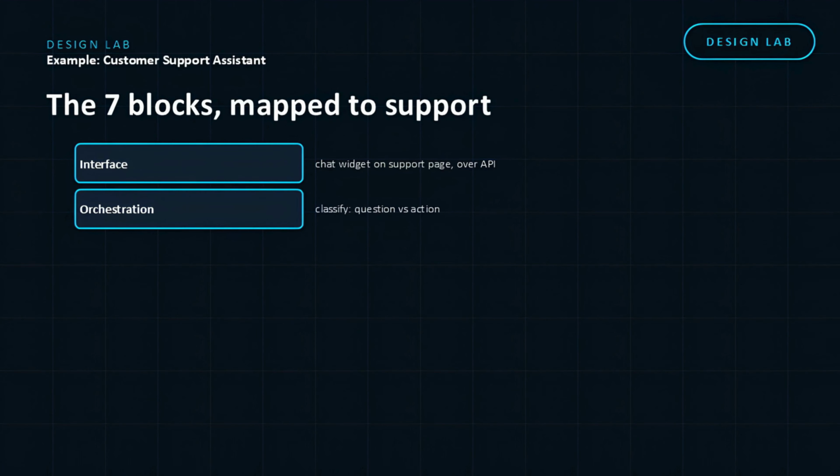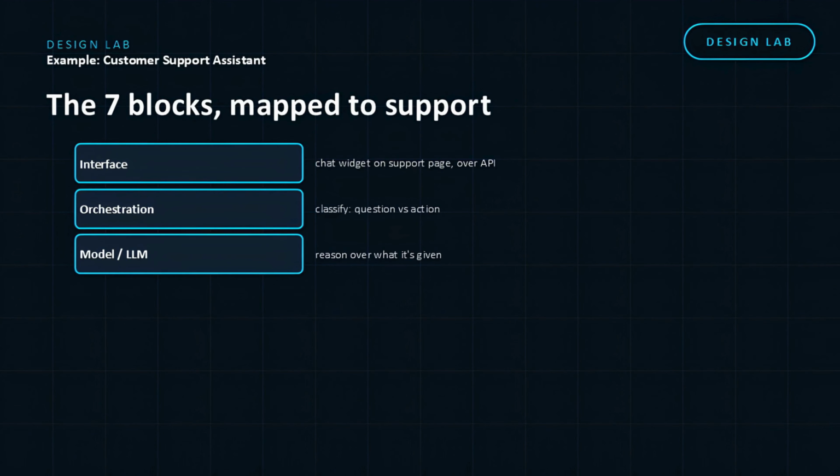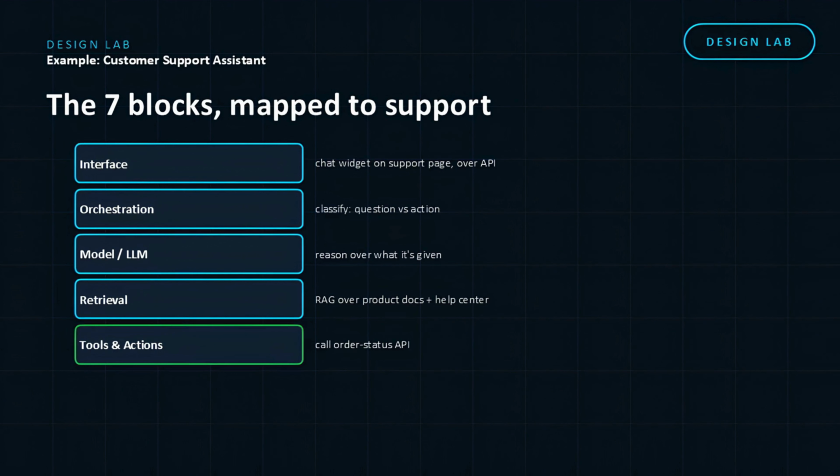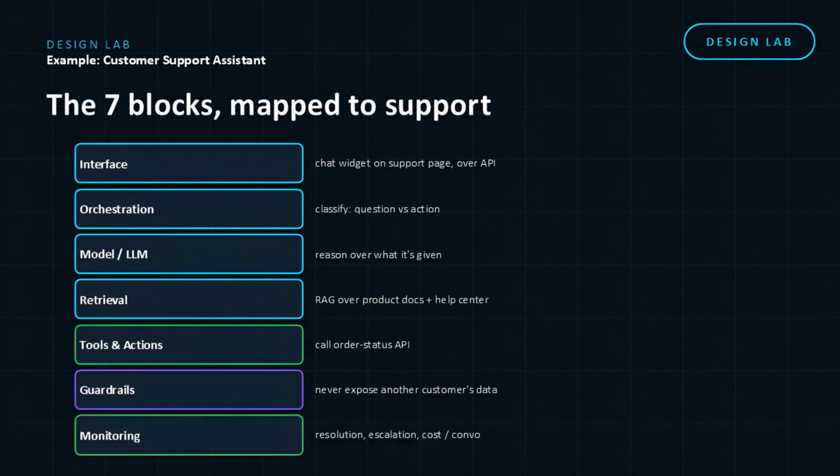Orchestration, classify the request. Is this a question or an action, like where's my order? Model, reason over what it's given. Retrieval, RAG pulls the right product docs and help center articles from the vector database. Tools, call the order status API when the customer asks about a shipment. Guardrails, never expose another customer's data, refuse refunds above a threshold and hand off to a human. Monitoring, track resolution rate, escalation rate, and cost per conversation. Same 7 blocks, different use case. That's the whole point of a reference architecture.